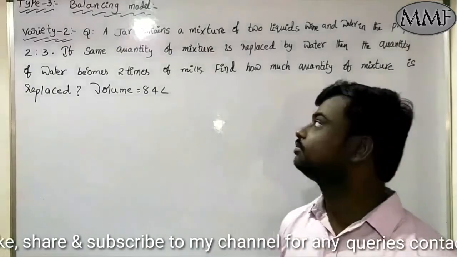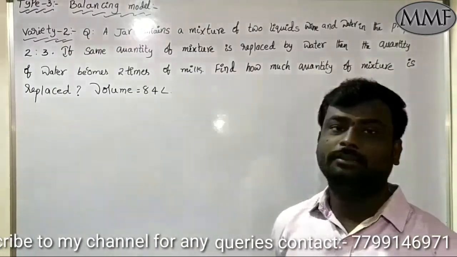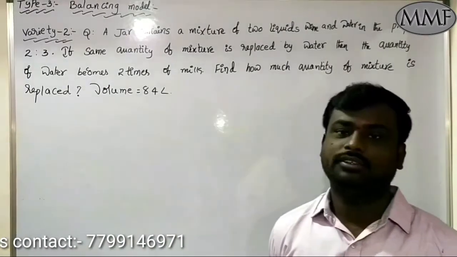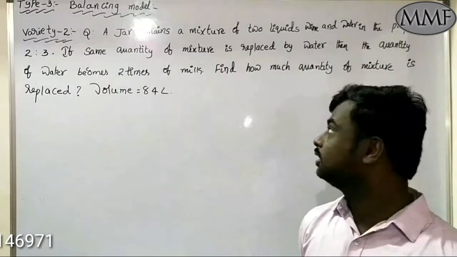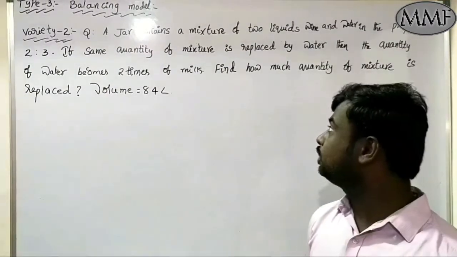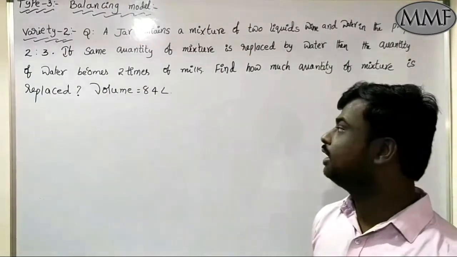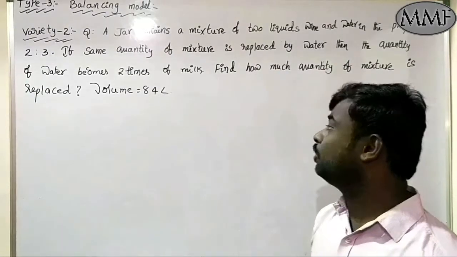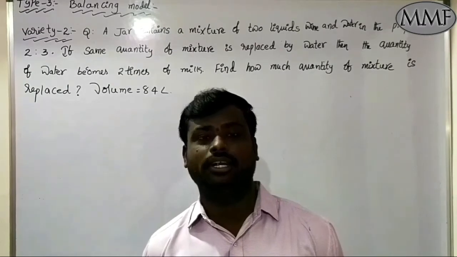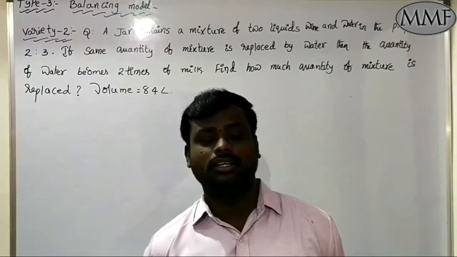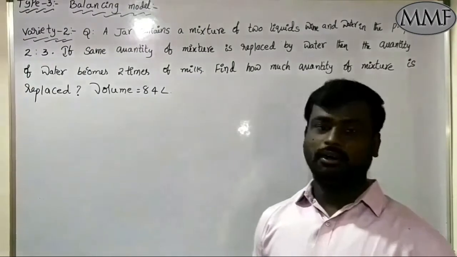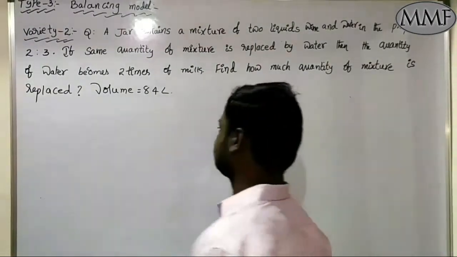We'll see the question. A jar contains a mixture of wine and water in the ratio 2:3. If some mixture is replaced by water, then water will become 2 times of milk. Find how much quantity of mixture is replaced if the volume of jar is 84 liters. So this is a question we will solve within a very short time with a little logic. How, let's see.